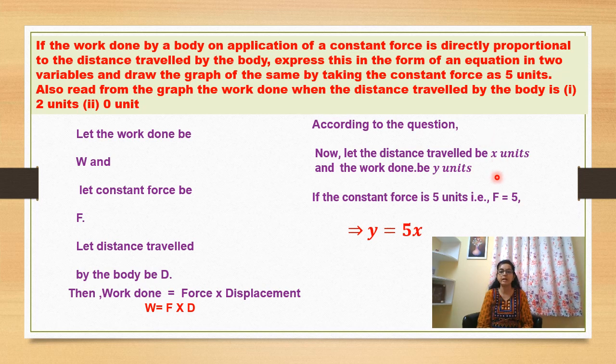Now work done means y is equal to force. How much force are we going to apply? We are going to apply force 5 units. So replace F with 5 and replace D with x. Why? Because D is the variable, x units. The distance traveled is x units. So y is equal to 5x. Now this equation will be used to plot the graph.